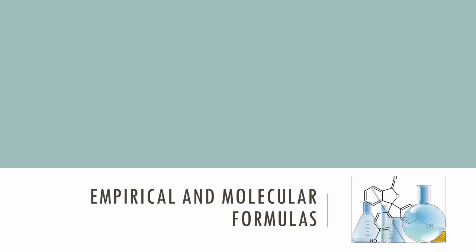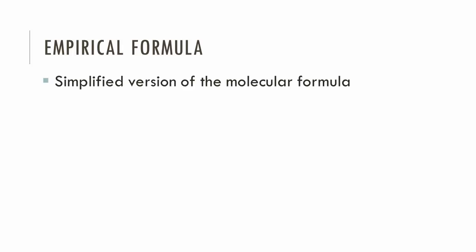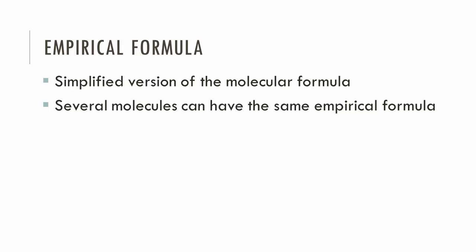Empirical and molecular formulas. An empirical formula is kind of like the simplified version of a compound's molecular formula. Several molecules can have the same empirical formula. For example, glucose, whose formula is C6H12O6, and ribose, whose molecular formula is C5H10O5, both have the empirical formula CH2O, even though they are two completely different sugars.